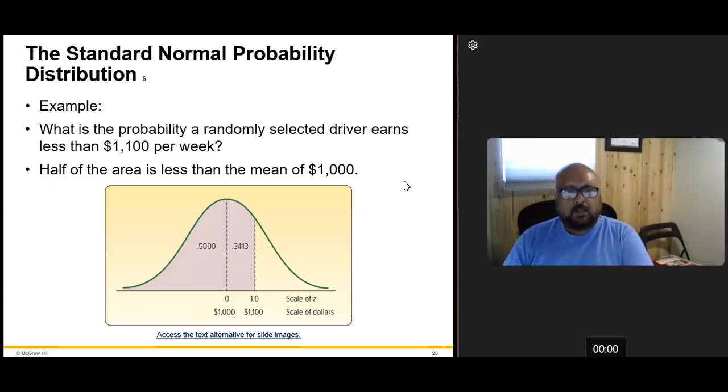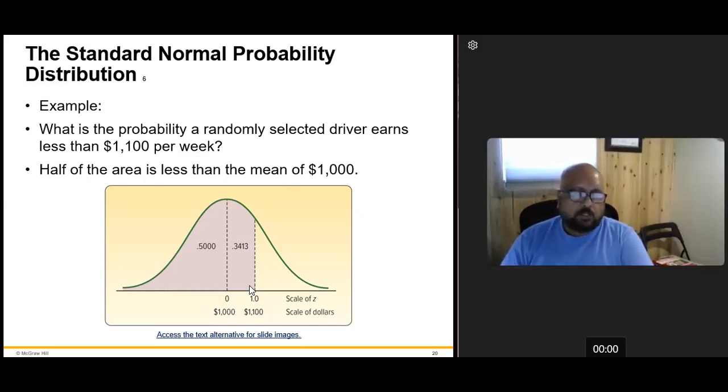Now, what's the probability a randomly selected driver earns less than $1,100 per week? So we know that sigma is given as 100. So mean is 1,000, and you add one sigma, which is 1,100 here. So everything on the left hand side, because it says find the probability a randomly selected driver earns less than 1,100 per week. So everything less than 1,100.